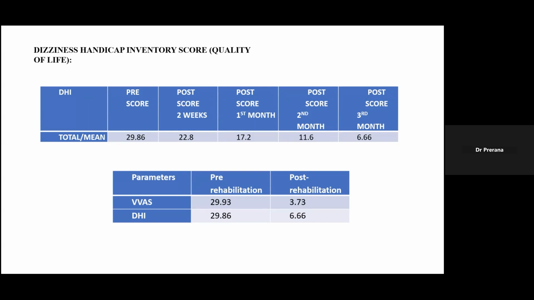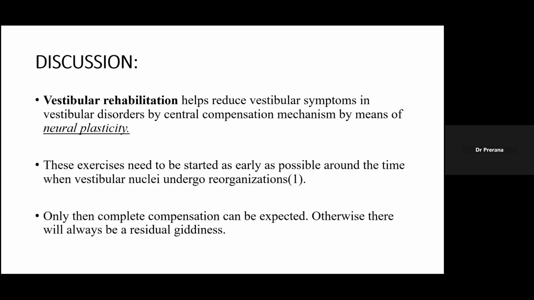So the second table shows pre-rehabilitation score of visual vertigo analog and pre-rehabilitation and post-rehabilitation of dizziness handicap inventory. So we can clearly notice that there is a significant decrease in the score of visual vertigo. This itself explains the importance of vestibular rehabilitation exercise.